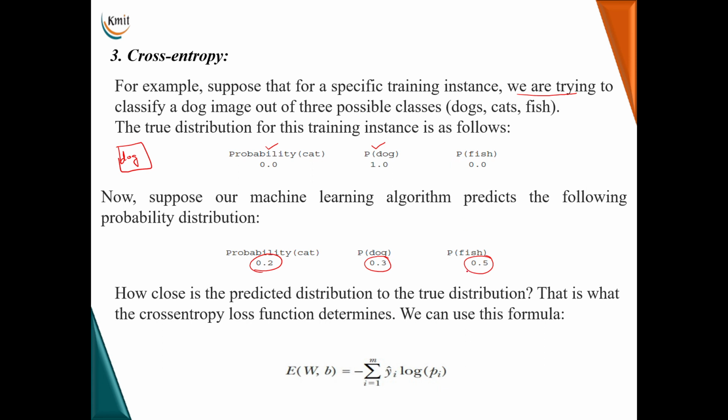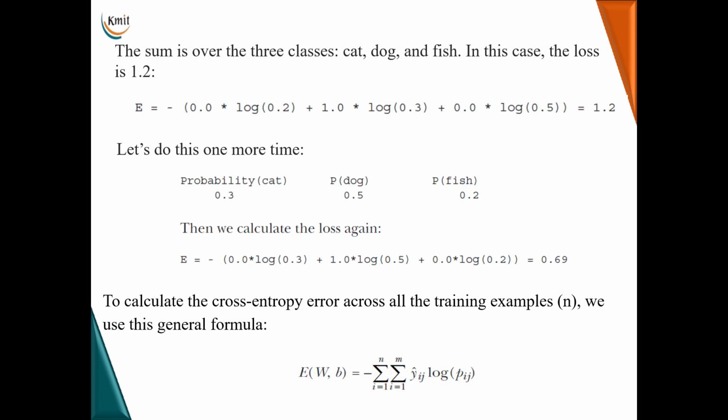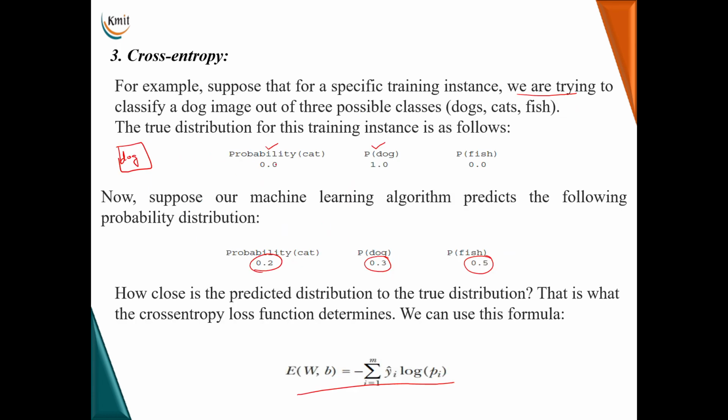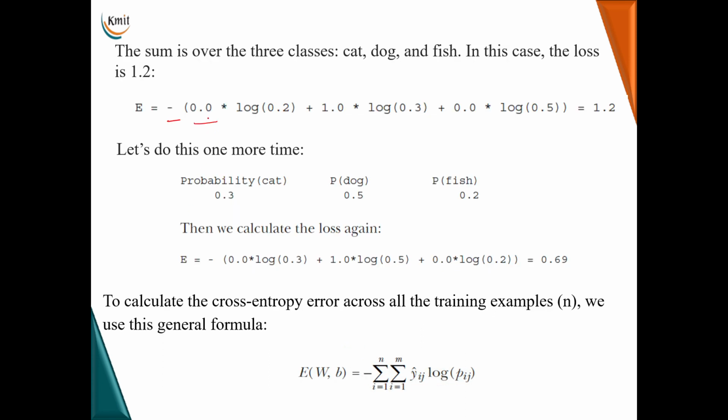Now how do you calculate cross entropy using this formula? E of W comma B is equal to minus summation i equals 1 to M of y hat log Pi. So minus the true values for cat, dog and fish, which are 0, 1 and 0, with the predicted values 0.2, 0.3 and 0.5. Substituting all the values, you will get the error as 1.2.